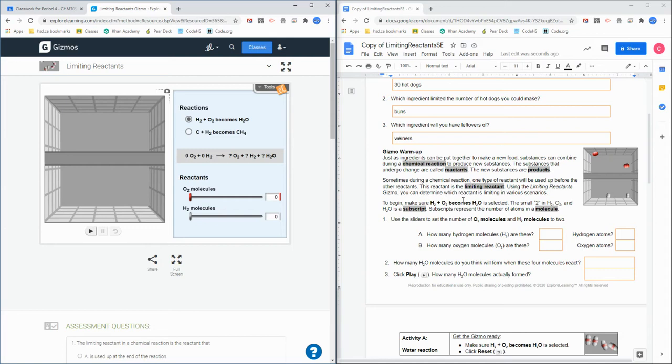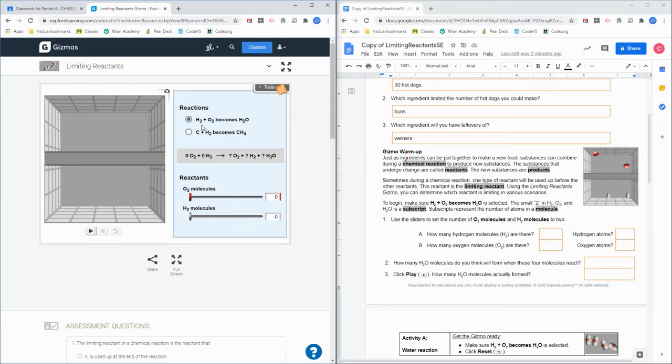Okay, so Gizmo warm-up. Just as ingredients can be put together to make new food, substances can combine during a chemical reaction to produce new substances. The substances that undergo change are called reactants. The new substances are called products. No news there. But sometimes during a chemical reaction, one type of reactant will be used up before the others. The one that is used up is called the limiting reactant. Using the Limiting Reactants Gizmo, you can determine which reactant is limiting in various scenarios.